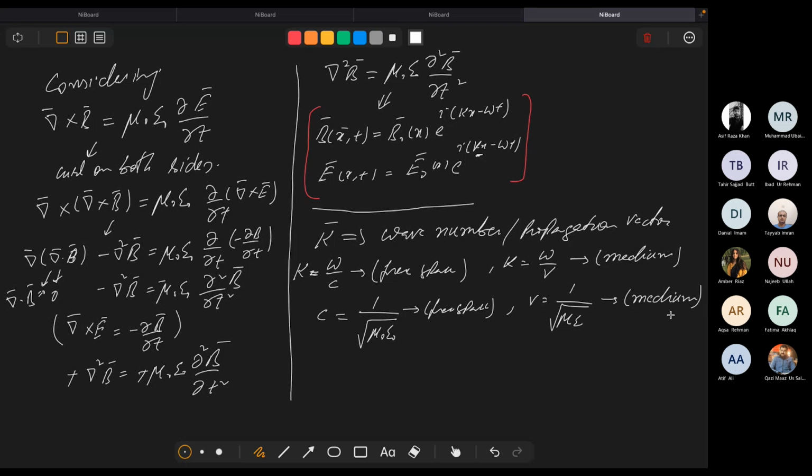So k is a wave number or the propagation vector, and it shows the propagation of the waves is always in the direction where the wave is propagating. ठीक है, और k जो है ओमेगा ओवर c. ठीक है, omega over c is the case for free space and omega over v is the case for the medium.